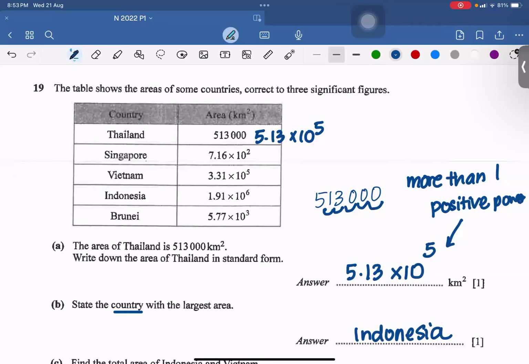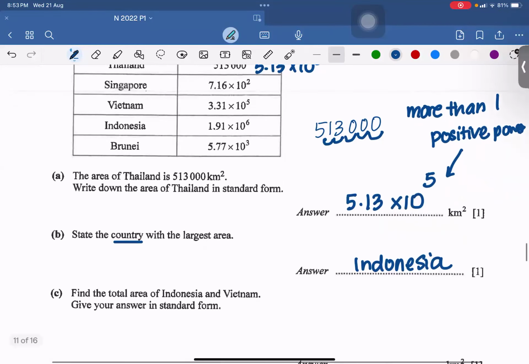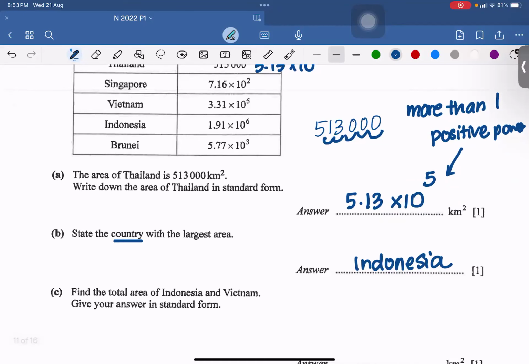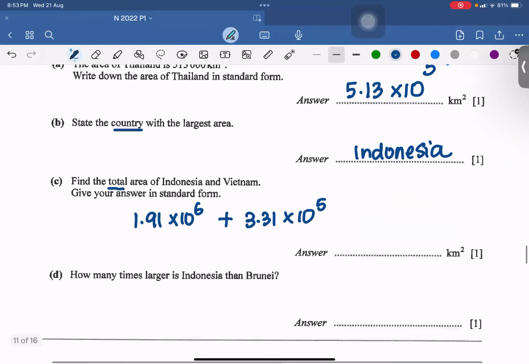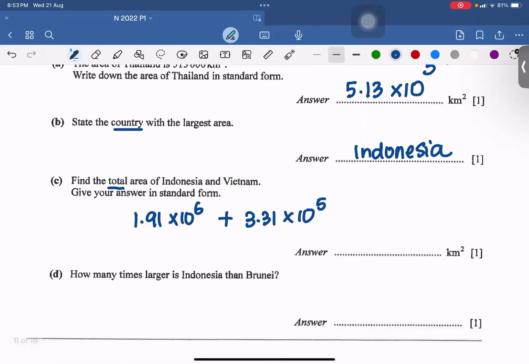Some of you during the exam panic, then you give me 1.91 times 10 to the power 6. No, I read the question. Find the total area. Total means what do I need to do? Add together. Correct. Add together 1.91 times 10 to the power 6 plus Vietnam 3.31 times 10 to the power of 5. How are you going to do this manually? If you cannot do this manually, you can key the whole thing into your calculator. Your calculator can help you to get the answer.